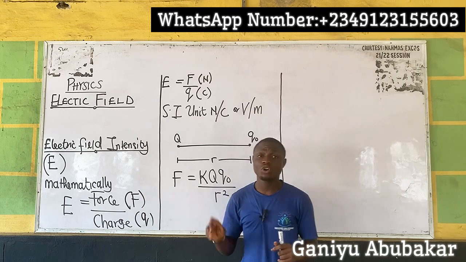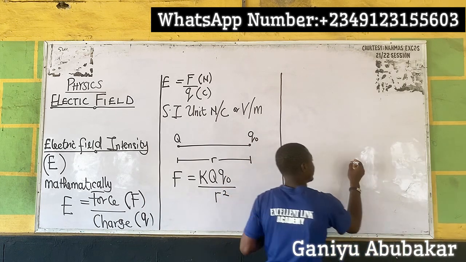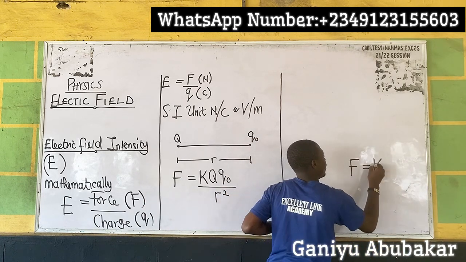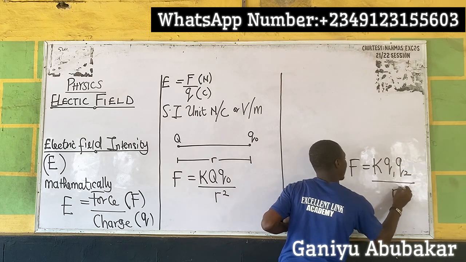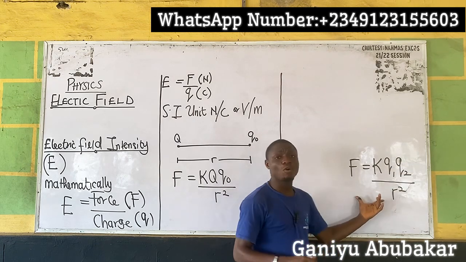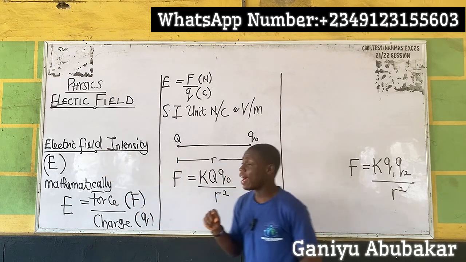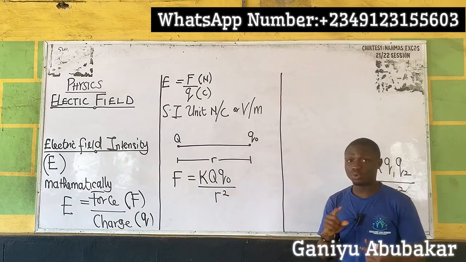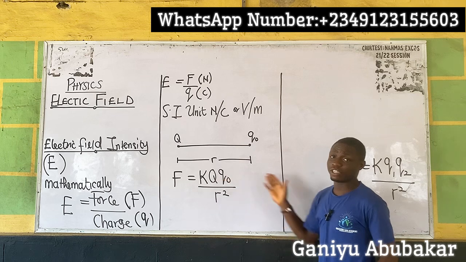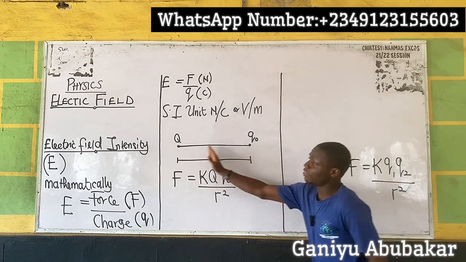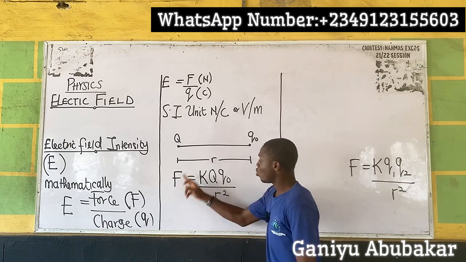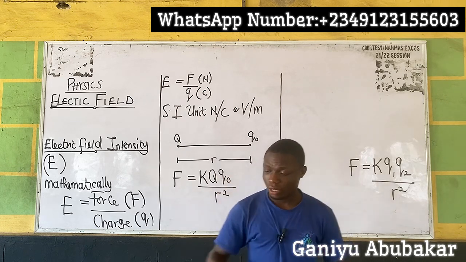What do we know initially? Coulomb's law originally is F equal to k q1 q2 all over r squared. So in the form of electric intensity, I have just capital Q and Q naught. Observe the difference between the original Coulomb's law and the electric field intensity Coulomb's law. All right, let's proceed, please.